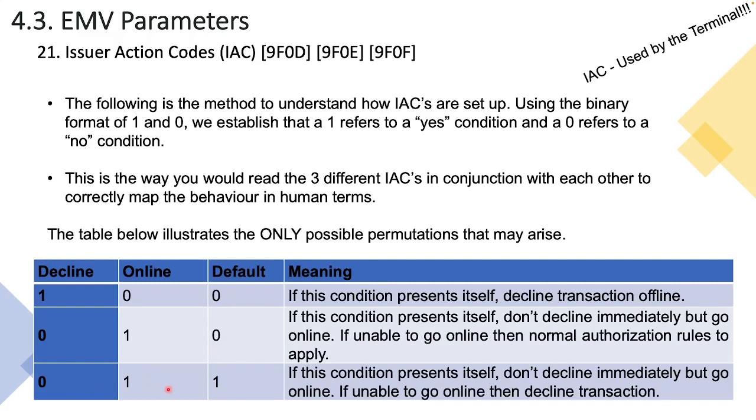And the last option is a 011. What 011 means is don't decline the transaction offline, send it online. However, if an online transaction cannot be made, then we should decline this transaction offline. Okay, so those are the three permutations: 100, 010, and 011.